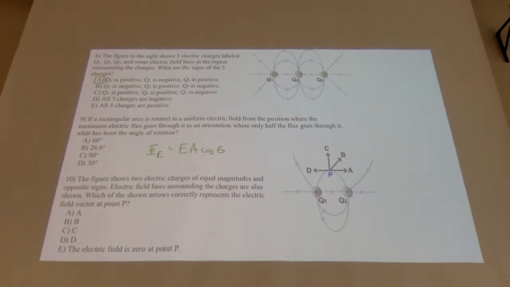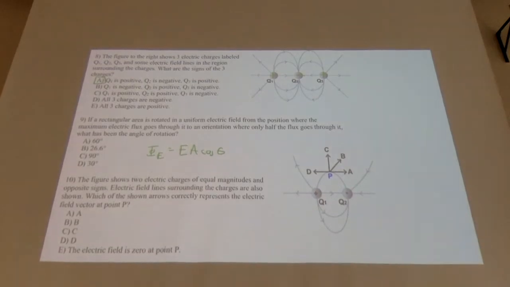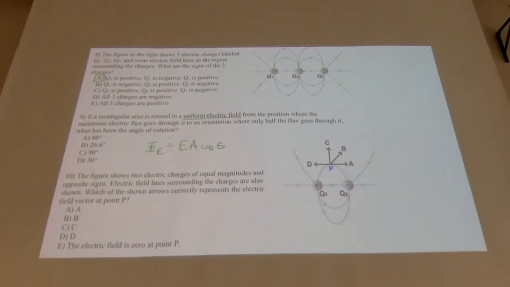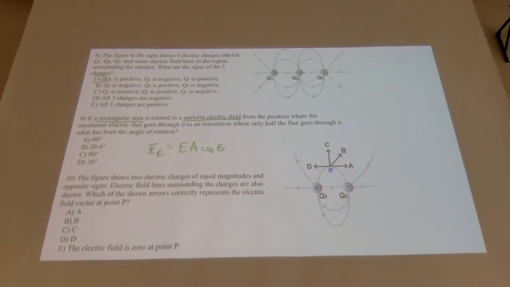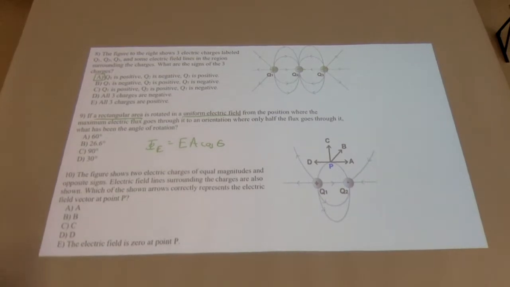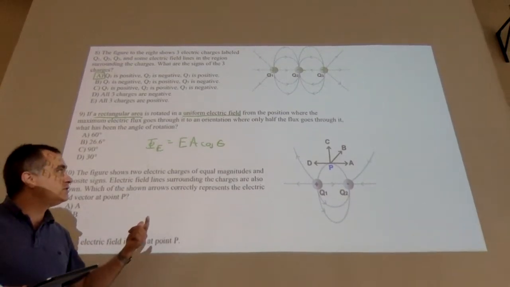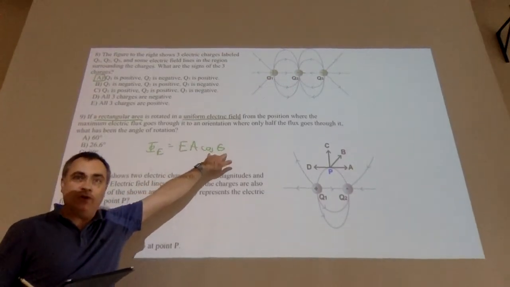So, if we assume that the only thing that's changing is the angle, it didn't tell us the electric field is changing. In fact, it said it's a uniform electric field. And this area is the same the entire time. It's the area that's rotating. The angle is changing. If it goes from a place where I have maximum flux to half the flux, I need to find out what the angle is.